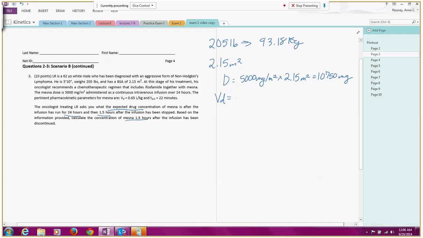Then we also need to find the volume of distribution, which for this patient is 93.18 kilograms times 0.65 liters per kilogram. And you find that that is 60.568 liters specific for this patient. So our half-life is 22 minutes. It's going to run 24 hours, and then it's going to stop.